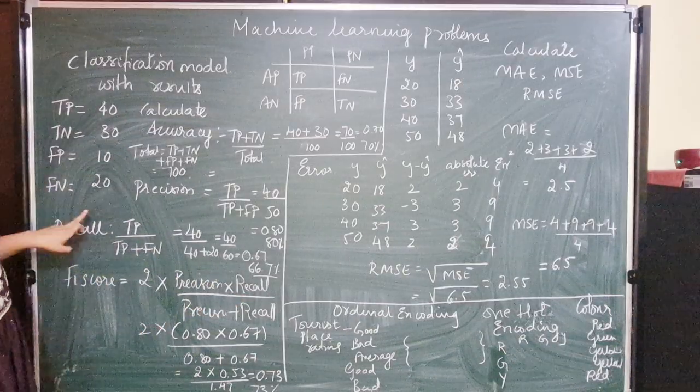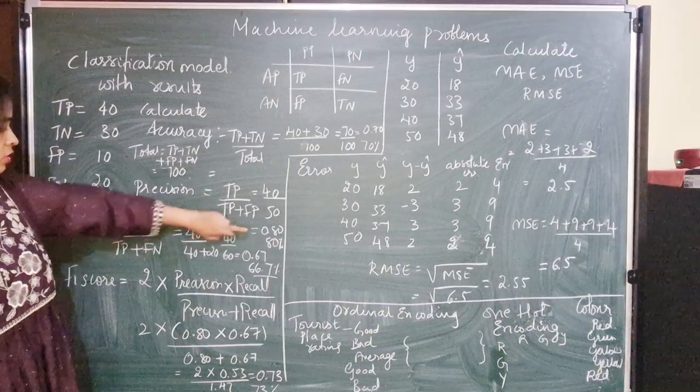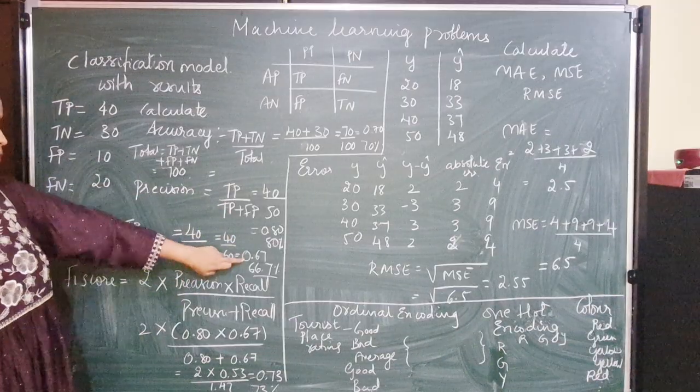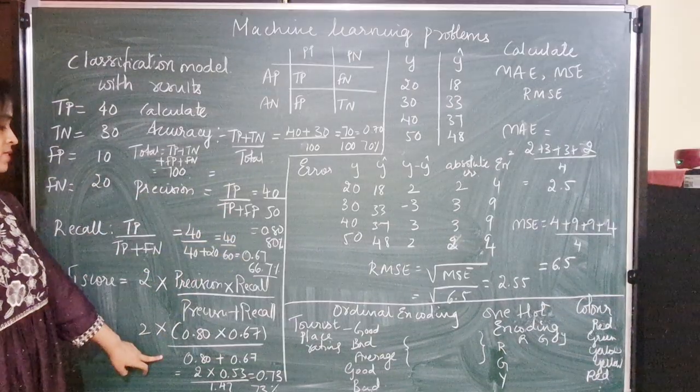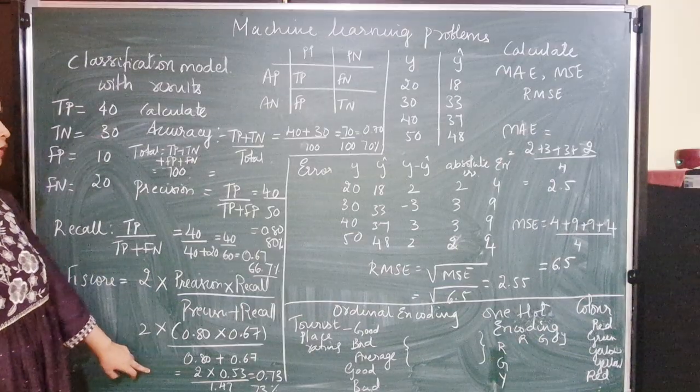F1 score formula is 2 into precision into recall divided by precision plus recall. So precision we have already got as 0.80 and recall we have got 0.67. Dividing the same way, it is 73%.